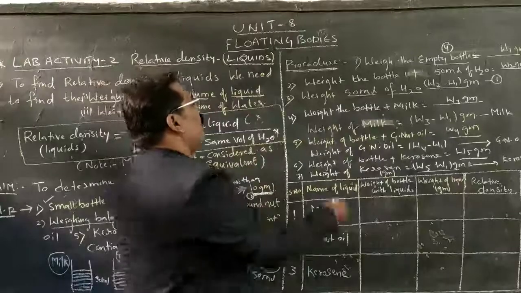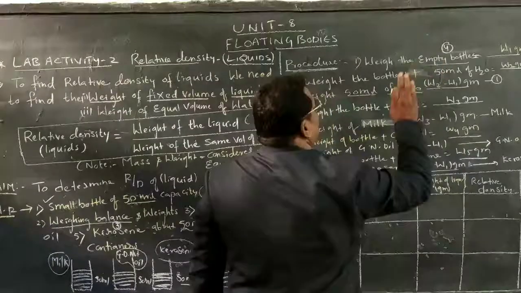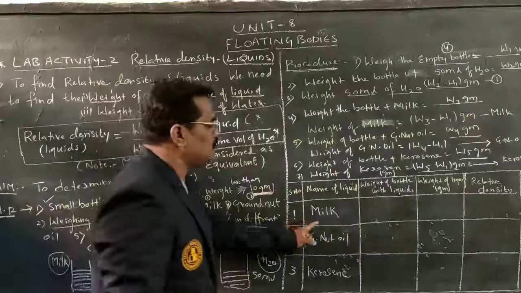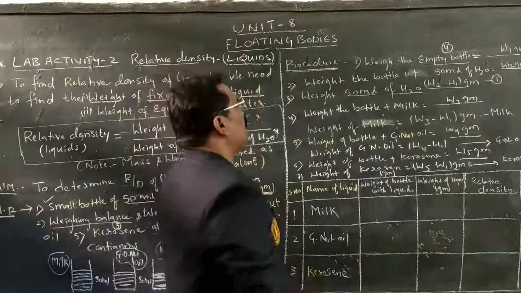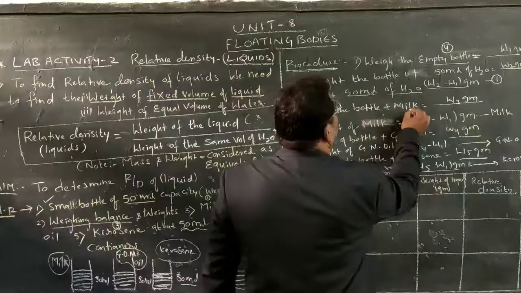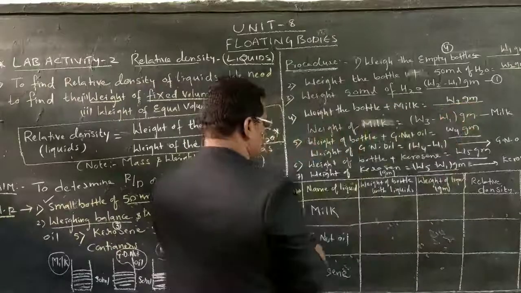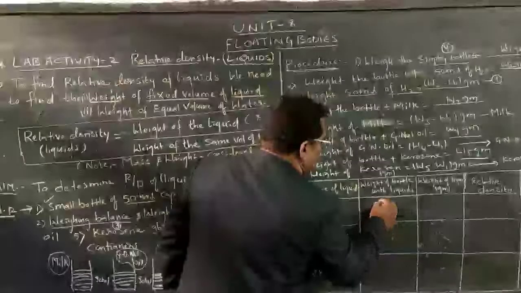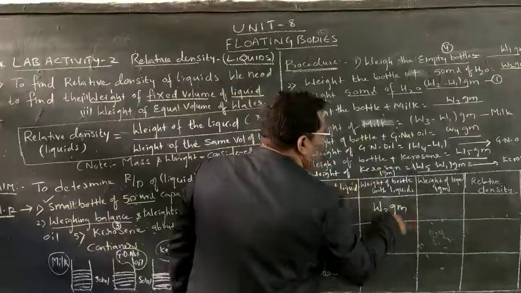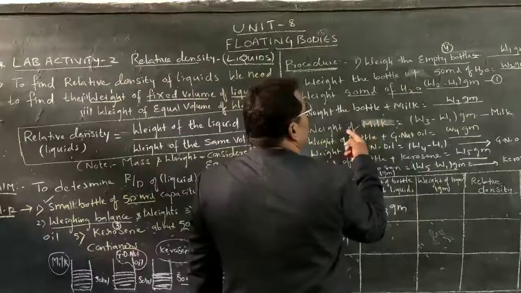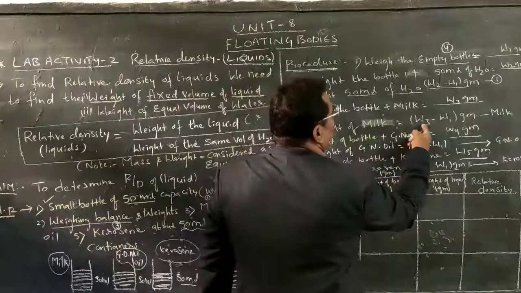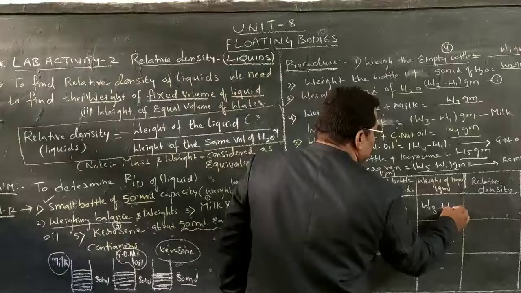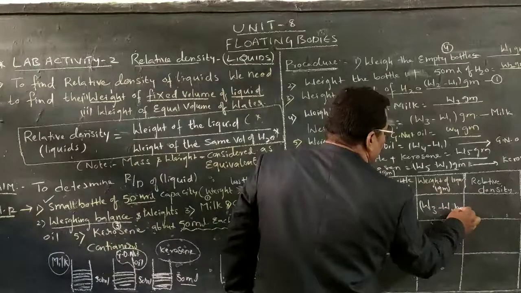Later on, we have already weighed the bottle, which is equal to W1 grams. Now consider milk. Weigh the milk in the bottle. Bottle plus milk is equal to W3 grams. I have taken W3 grams. I require only the weight of milk, therefore W3 minus W1 grams. W3 minus W1 grams I got.